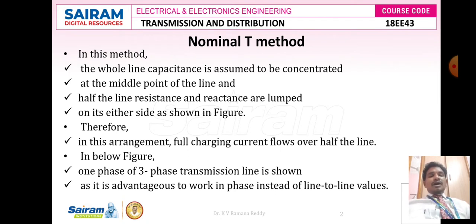In case of a three-phase transmission line, one of the phases is taken into account to discuss the nominal T method. Whenever we take the transmission line capacitance at the midpoint of the given transmission line, then it can be called the nominal T method. In the nominal T method, there is only one capacitance, and that capacitance is also taken as a lumped parameter. Thereby the calculations are very clear and we can go through them easily.